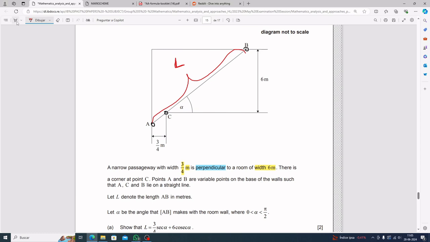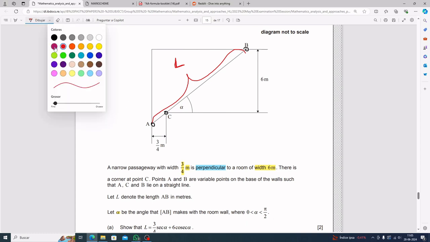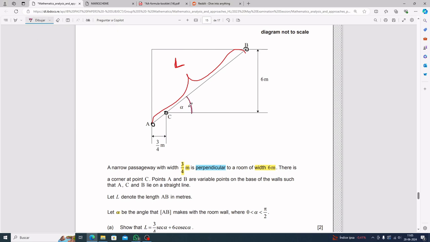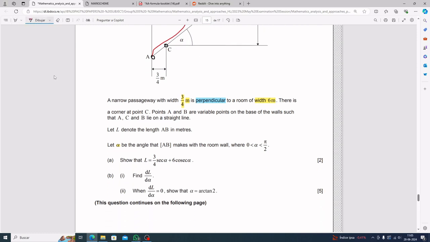And alpha, which they actually already put for us, will be the angle that AB makes with the room wall, where alpha is between these values. Okay, so that is definitely going to be more useful down the line. But for now, what interests us is that the angle alpha is this guy right here. So that being said, for part A, we need to show that L equals that whole thing.